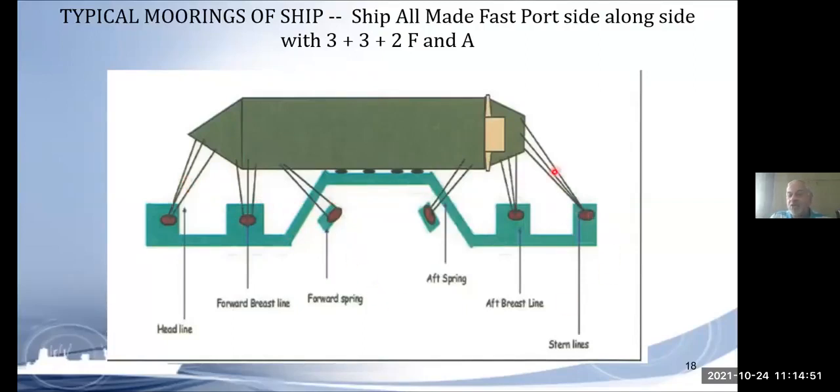And here these are called stern lines. This is again a breast line, but this will be called the aft breast line. This is the forward breast line, this is the aft spring, and this is called the forward spring. Sometimes we mention this as the forward back spring, because this line is coming backward, behind, and this is going forward. So both are called back springs.